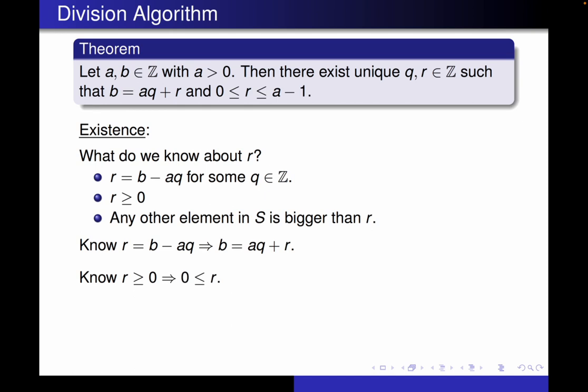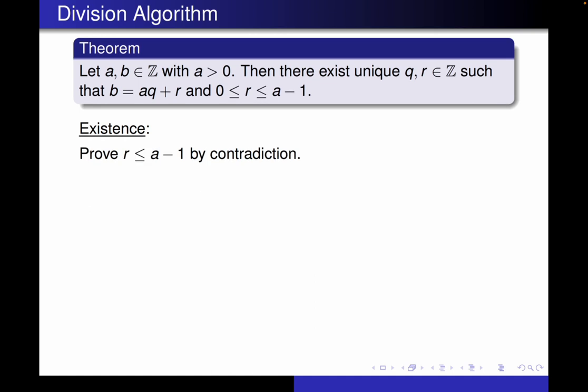So the only thing in that whole theorem that we haven't proven is that R is less than or equal to A minus 1. Once we prove that, we are done. All right, so that's just one thing left we have to do. We can do it. We're going to prove that R is less than or equal to A minus 1 by contradiction. So we're going to assume that it's not true that R is less than or equal to A minus 1, which means that R is greater than A minus 1.